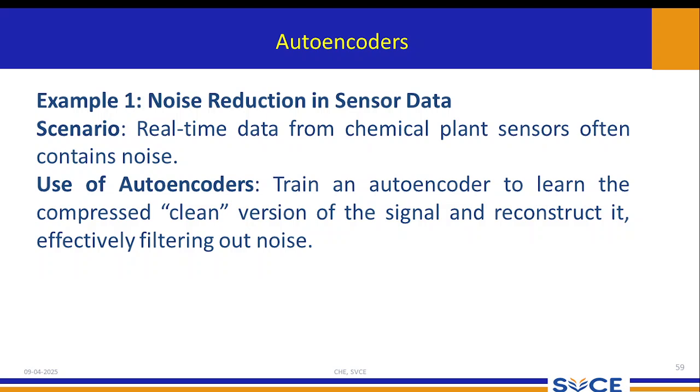Autoencoders are used for noise reduction in sensor data. The real-time data from chemical plant sensors often contains noise.